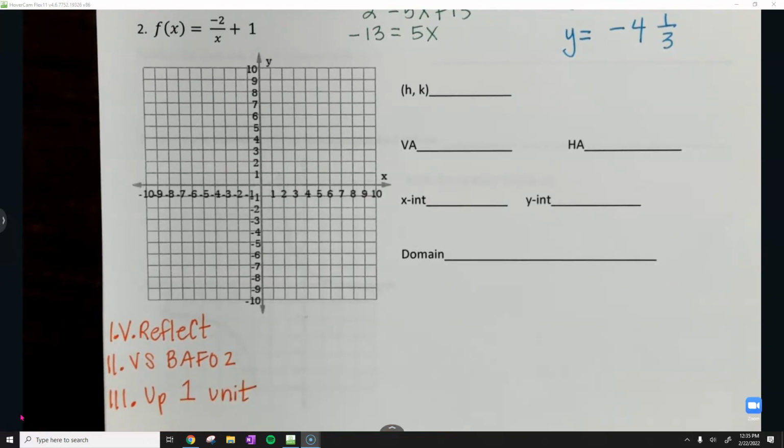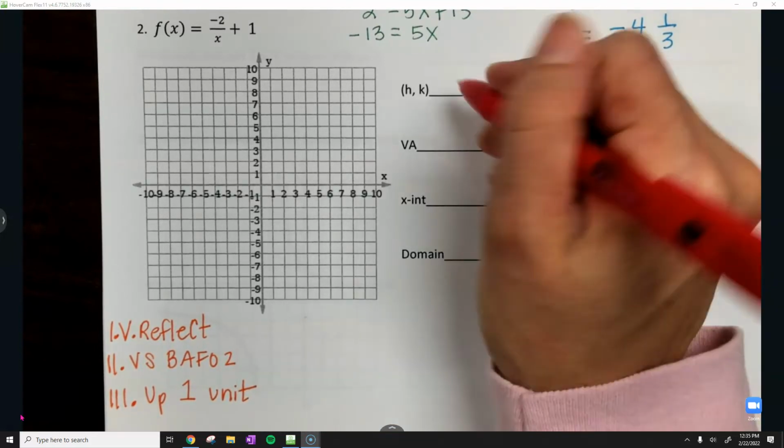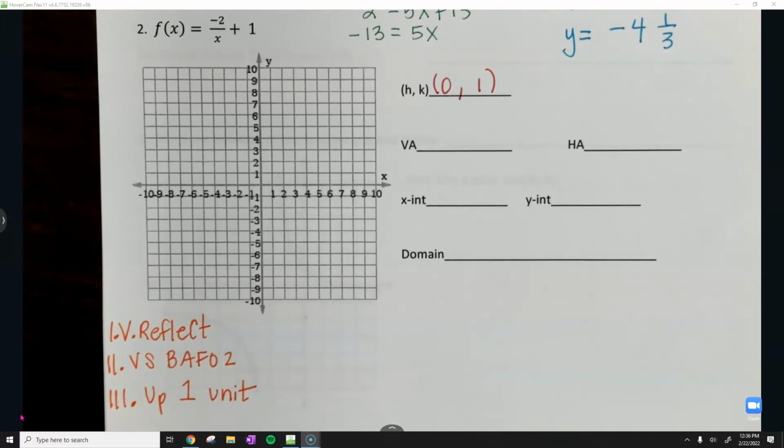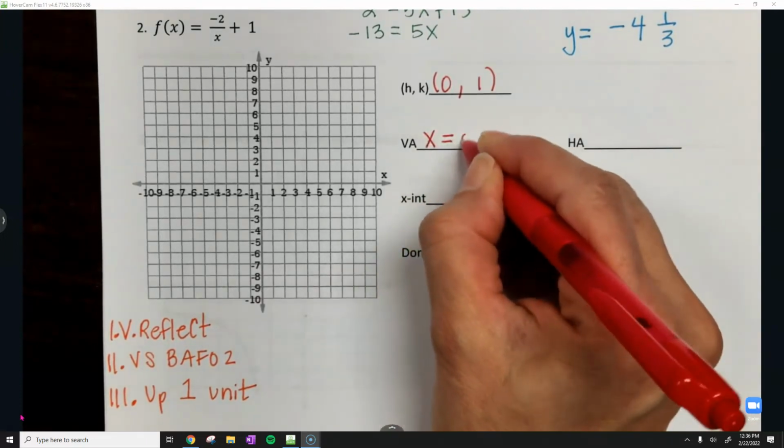Okay, let's go ahead and identify HK. Your H value is 0 and your K value is 1. So let's go ahead and set up those boundaries.